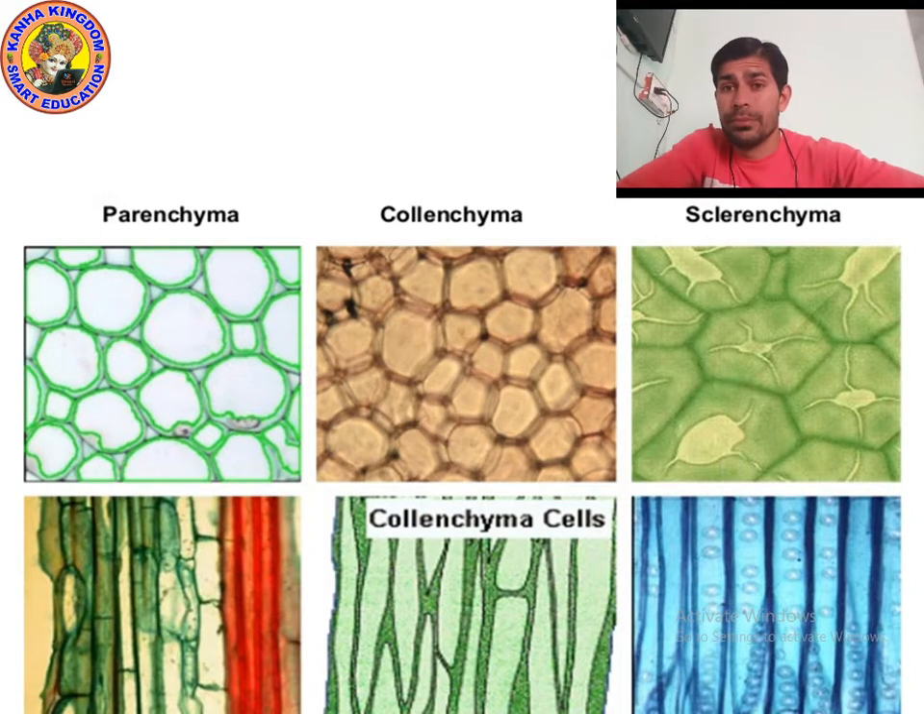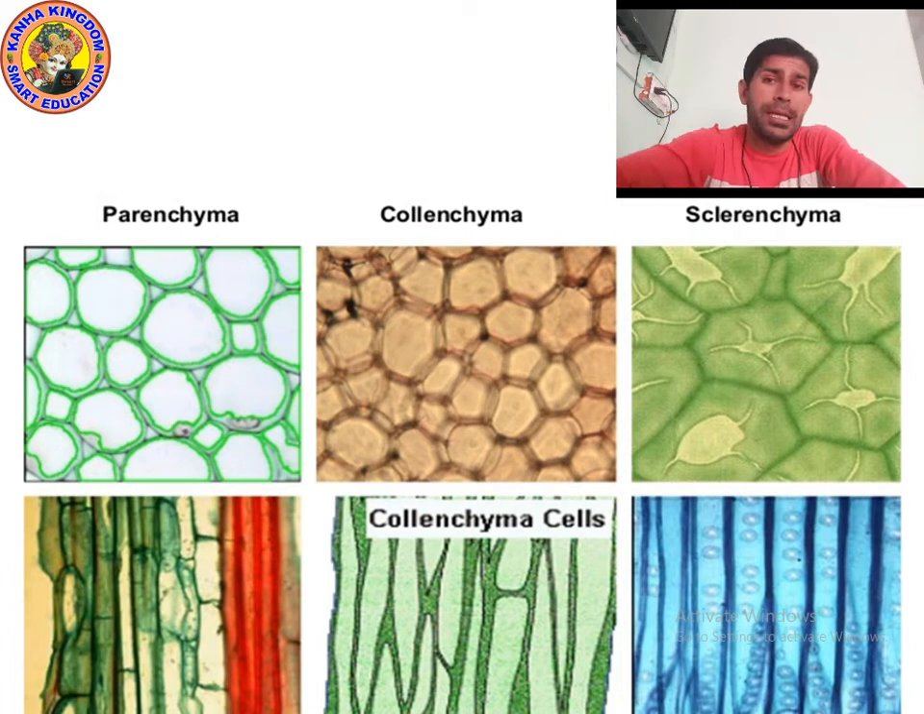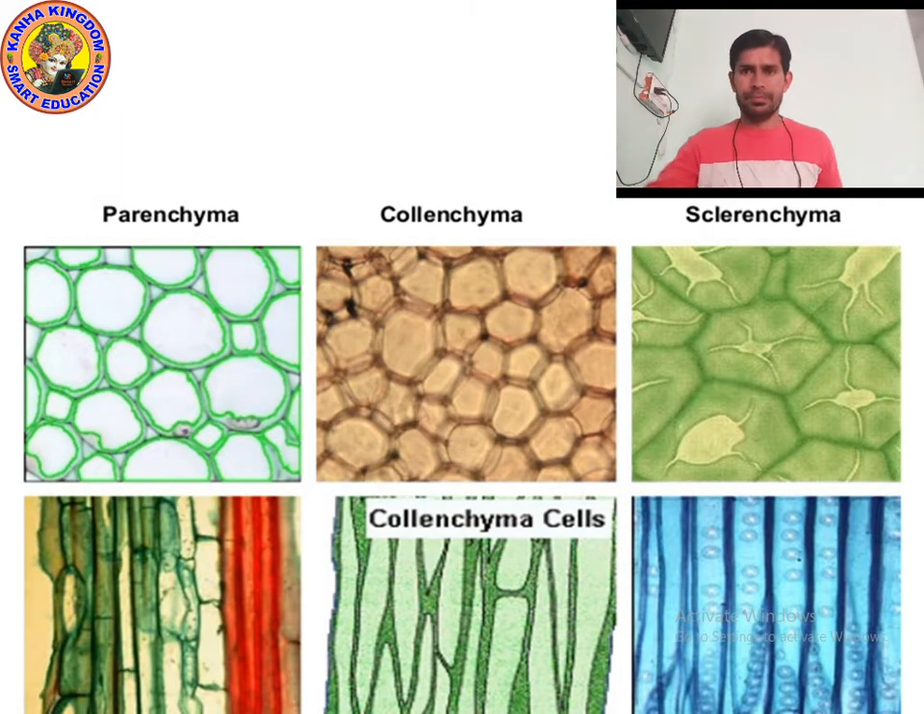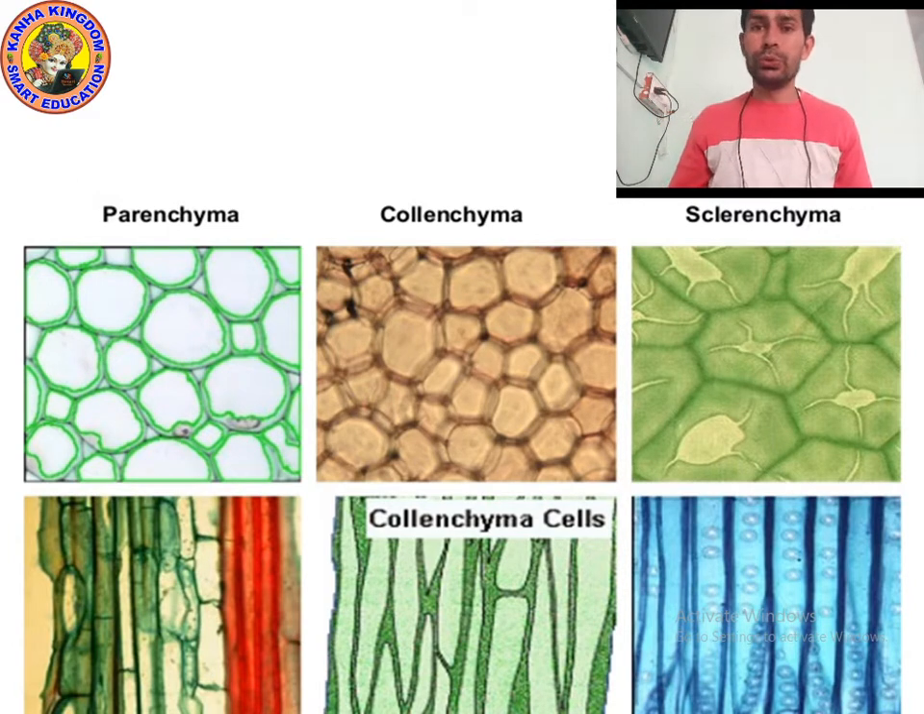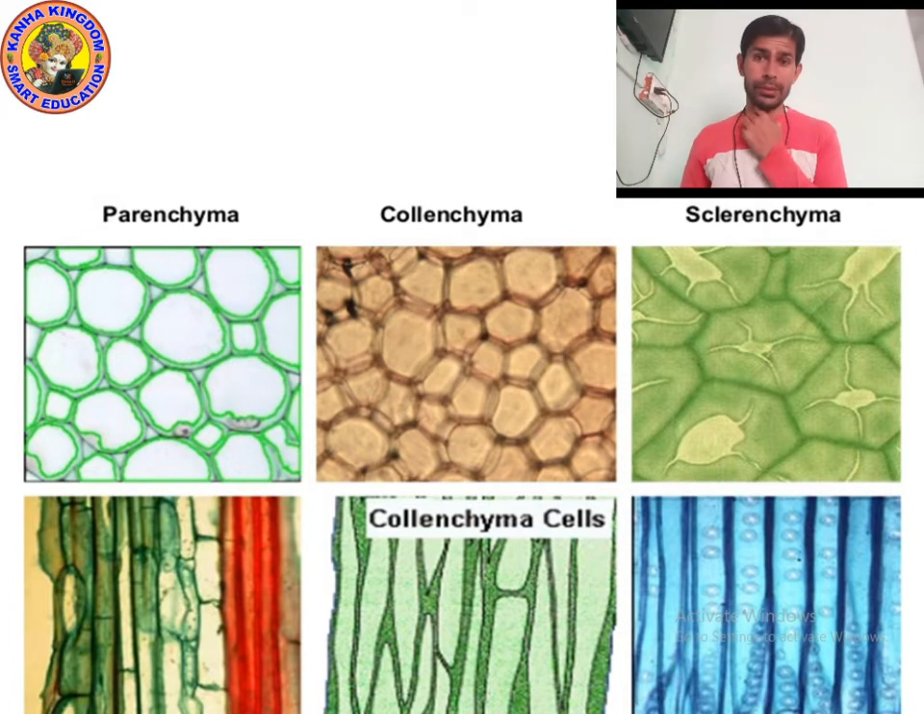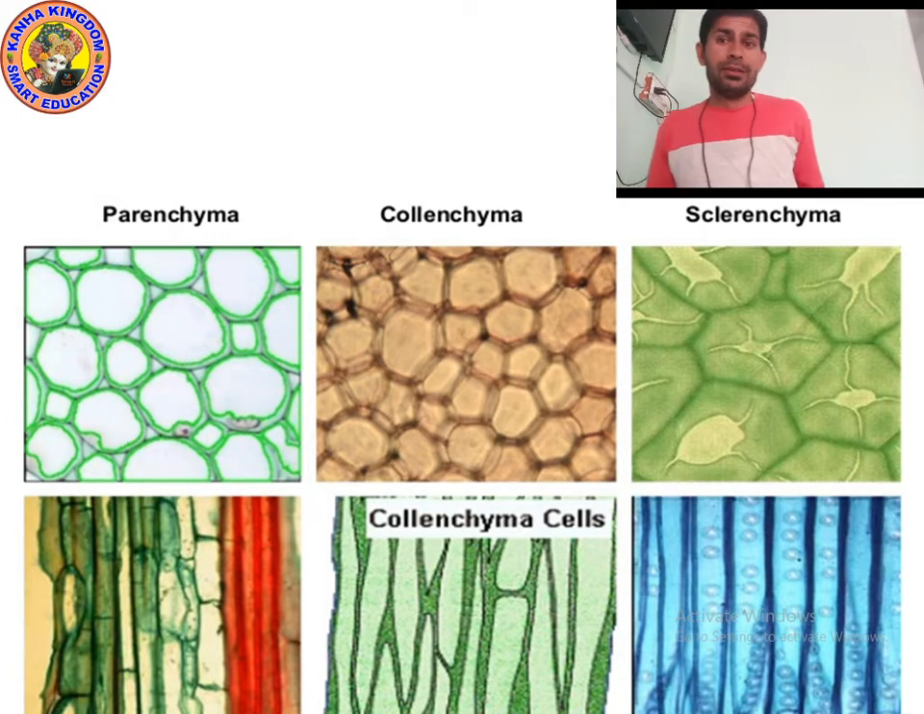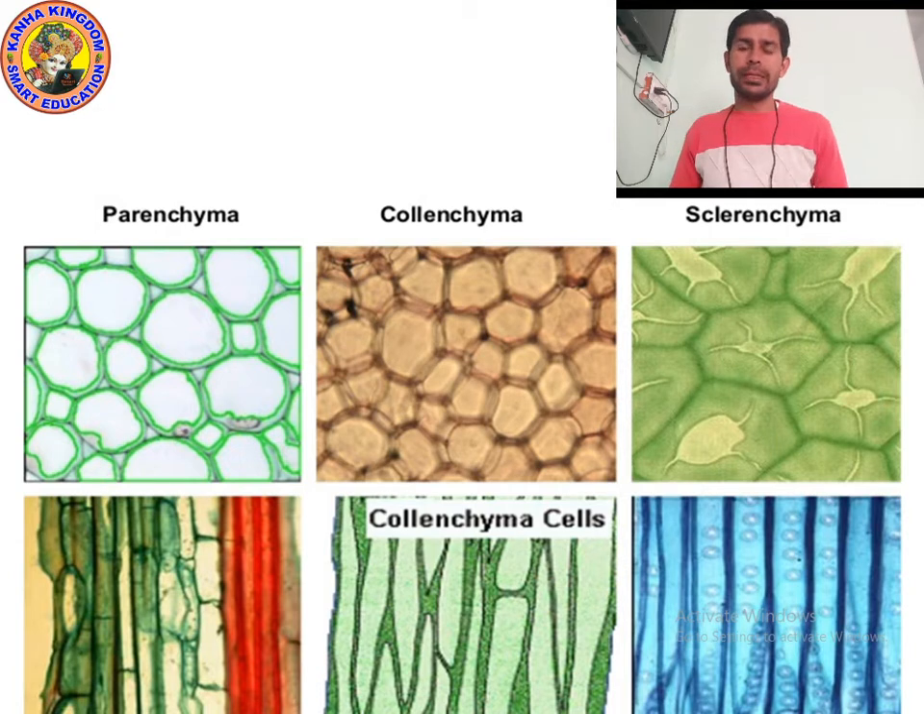Yes, xylem tissue is made of four types of cells: xylem parenchyma, xylem fiber, and trachea. Sorry, I think I have a little problem in my throat. So xylem tissue can be divided into four categories. Xylem has four cells. Which cells? Xylem fiber, xylem parenchyma, trachea.